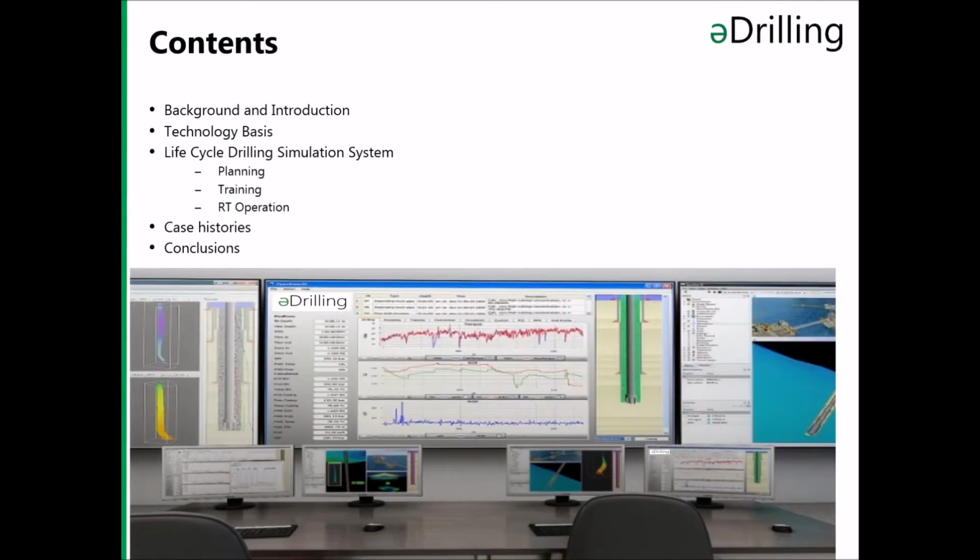I will present first some background and introduction to the presentation, then the technology basis of our systems, and shortly present some of the applications in the life cycle drilling simulation system, applications for planning, training, and real-time operation. Then we will present some case histories where our systems have been used with good results before we round up and finalize with conclusions.